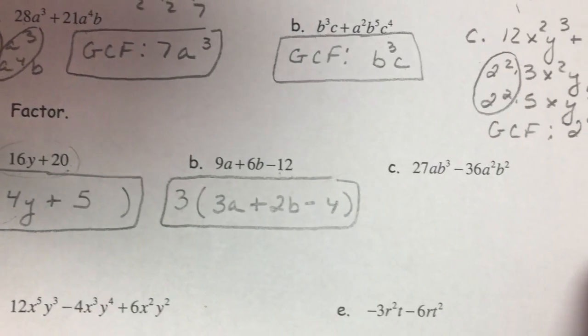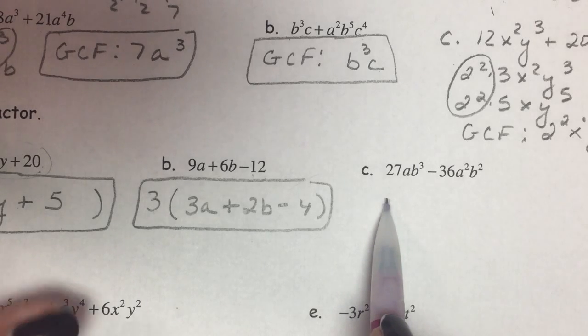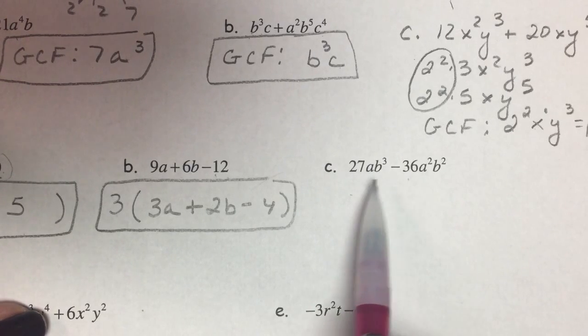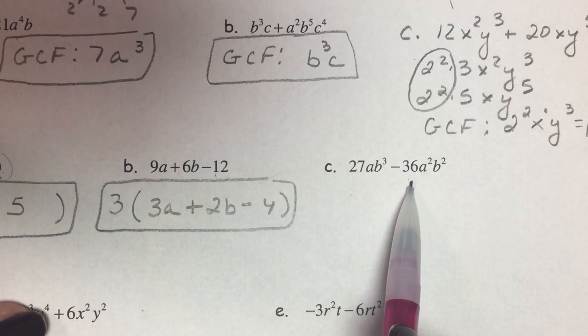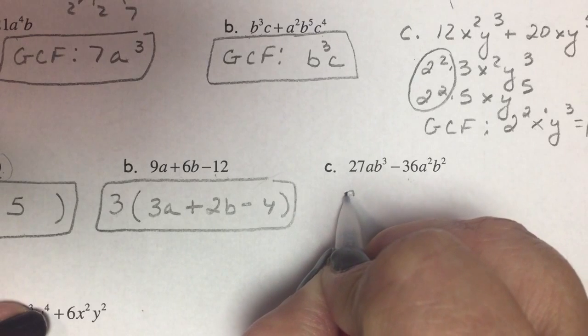All right, let's do C, and then I think you should pause the video and try D on your own. But let's do C together. Okay, so 27 and 36. What's the biggest thing that divides into both of them evenly? It is 9. 9 divides into both of them.